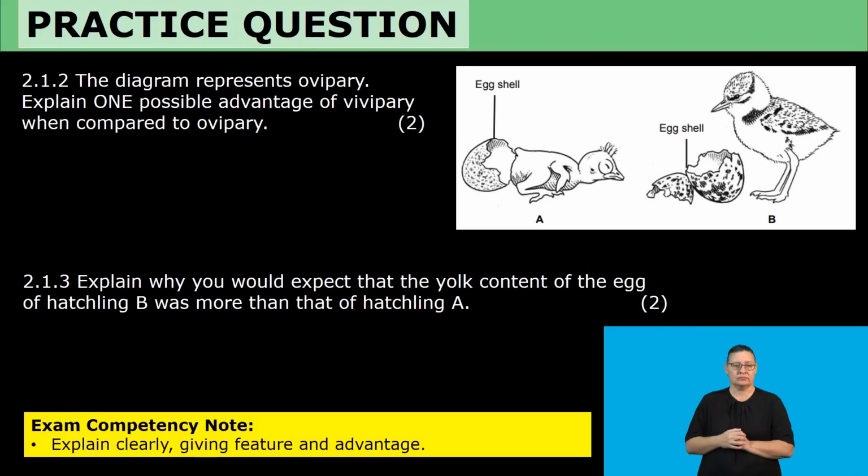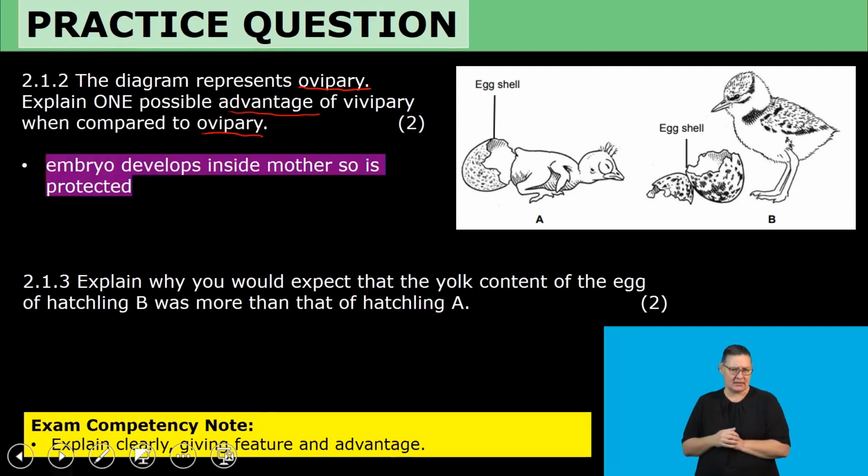2.1.2, the diagram represents ovipary. Explain one possible advantage of vivipary when compared to ovipary. So, in other words, you are now giving us a comparison. For vivipary as an advantage, the embryo develops inside the mother, so it is protected. Once the embryo is inside the mother's body, it is protected.